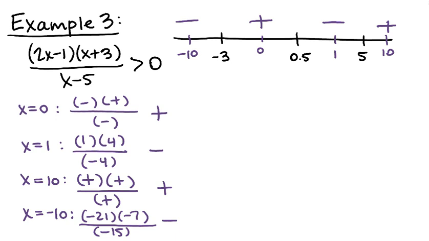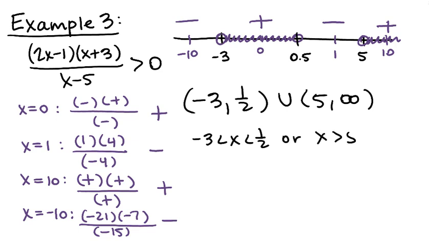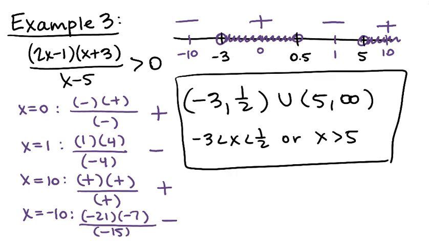And so if I'm interested in where this thing is positive, that's this interval here, I'm saying plus sign, and then this one out here. So the solution region is going to be -3 up to 1/2 union 5 to infinity. You can write it as an interval. If you'd rather write it as an inequality, you could say -3 is less than x is less than 1/2, or maybe x is greater than 5. Both of these mean the same thing. So however you like it.